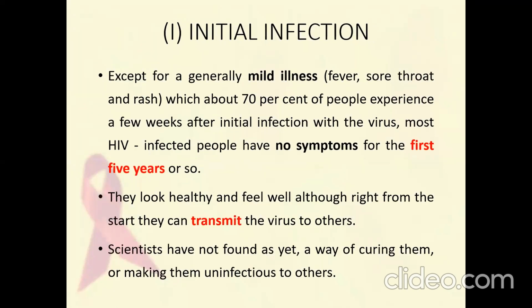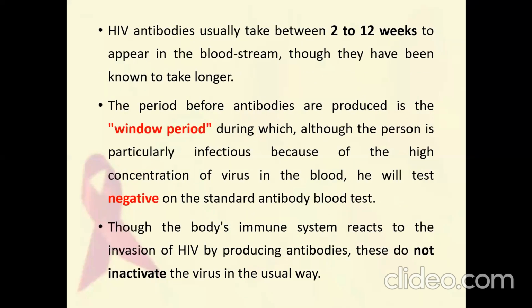In initial infection, it may show mild illness like fever, sore throat, rash, or the patient may be fully asymptomatic for the first 5 years or more. And this is the phase when they can transmit the virus to others. HIV antibodies usually take between 2 to 12 weeks to appear in the bloodstream, and this time is known as the window period. In this window period, even if the patient is infected, if he is tested, he will show a negative result because antibodies take 2 to 12 weeks to form.